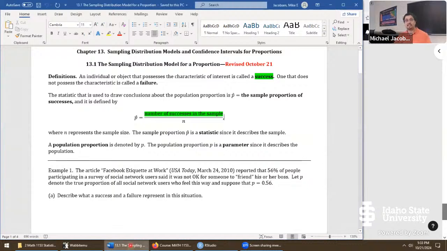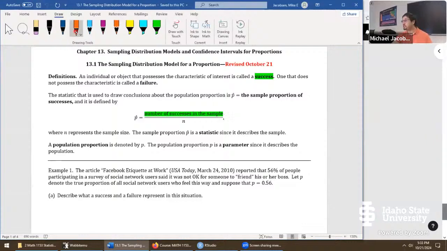It starts off like this. We've been dealing with quantitative data for quite a while now through the various chapters, but now we're returning to categorical data. So when it says sampling distribution model for a proportion, the word proportion right there already tells us we're dealing with categorical data. And the definition here makes it more firm. We start by saying an individual or object that possesses the characteristic of interest is called a success. One that does not possess the characteristic is called a failure.